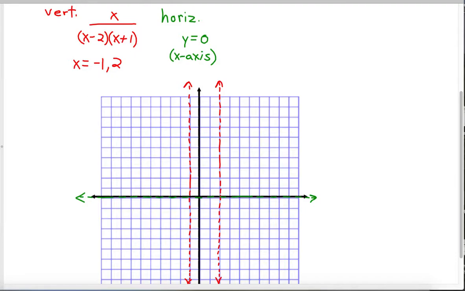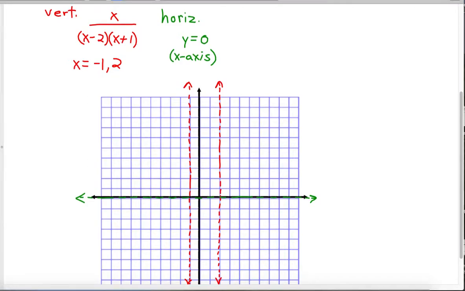So now I'm going to pick some values. Let's go with a different color. I'm going to look at the factored form here. And as x gets big, let's say x is 10. I'm going to have 10 over 10 minus 2, which is 8, over 10 plus 1, which is 11. So 10 over 88. That's a positive value. That tells me that my graph is approaching the horizontal asymptote from above. We'll get some more specific details about that in a minute.